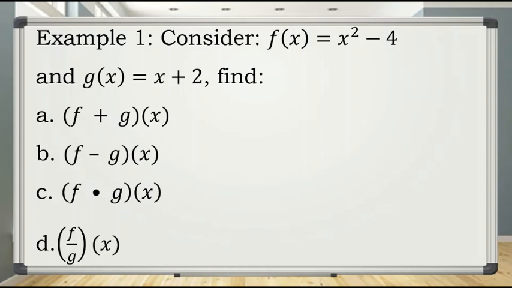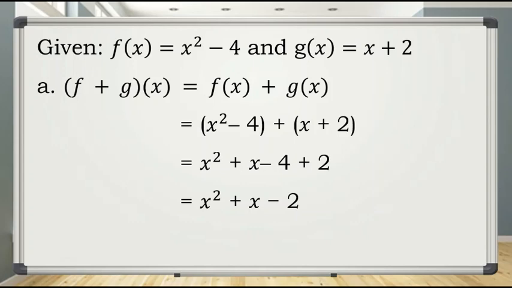Example, consider the function f of x is equal to x squared minus 4 and g of x is equal to x plus 2. Find f plus g, f minus g, f times g, and f divided by g. Let's have first f plus g of x. So take f of x and add it to g of x. So the given for f of x is x squared minus 4. At ang given naman sa g of x ay x plus 2. Isa-substitute lang natin yon and then add.